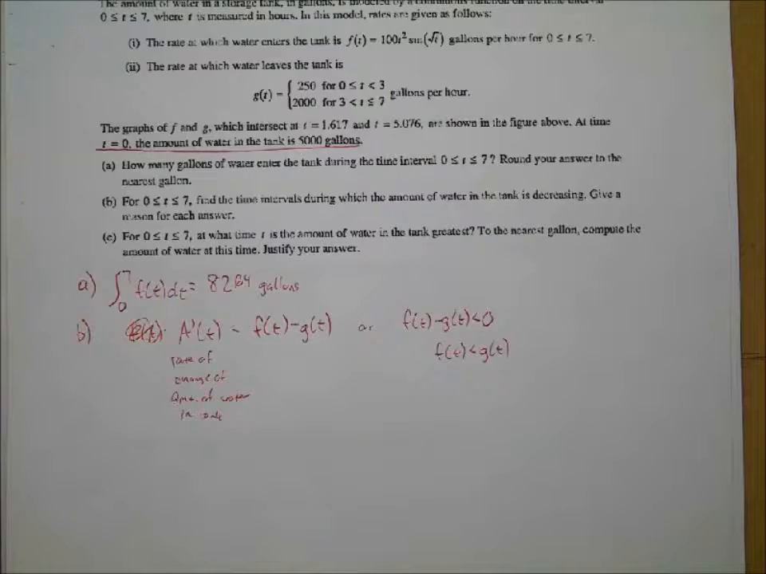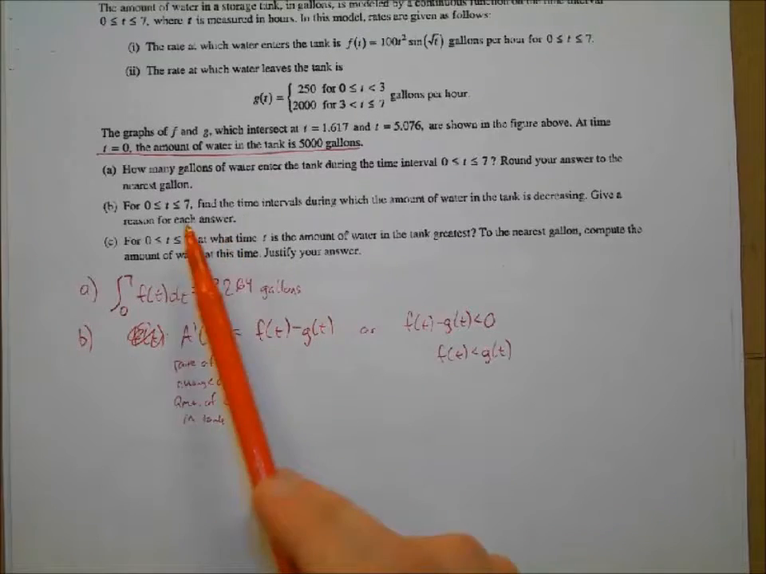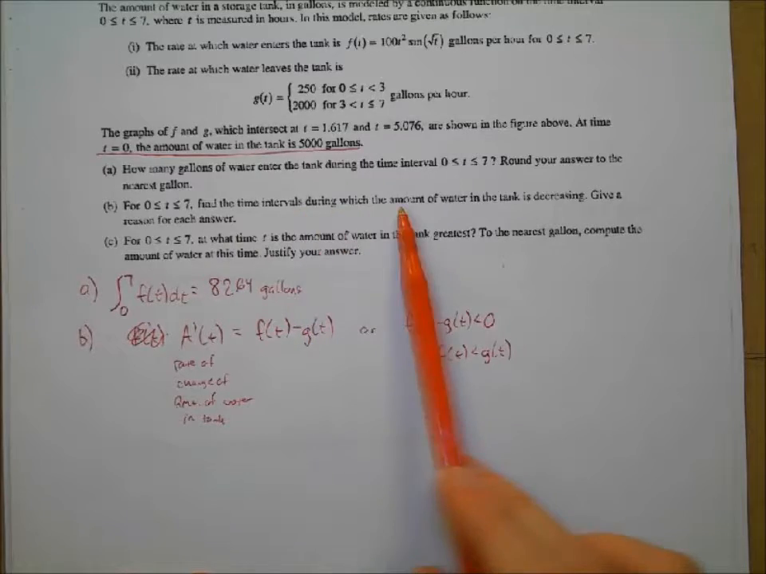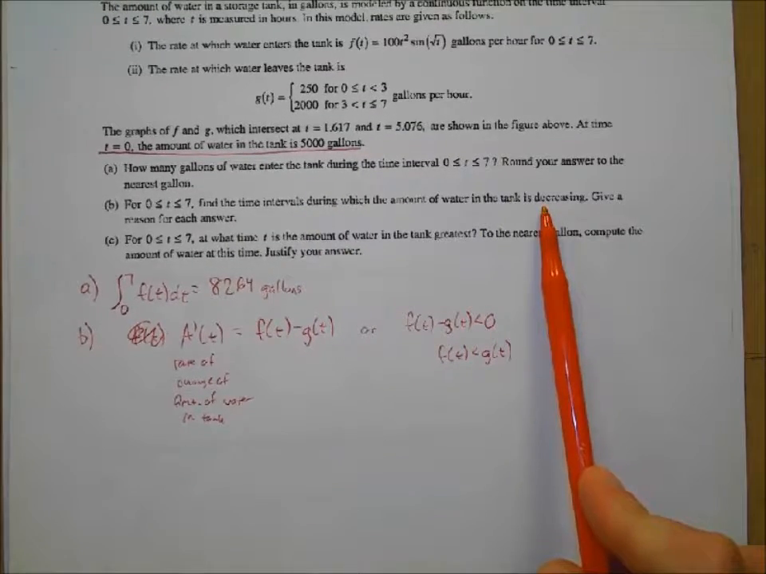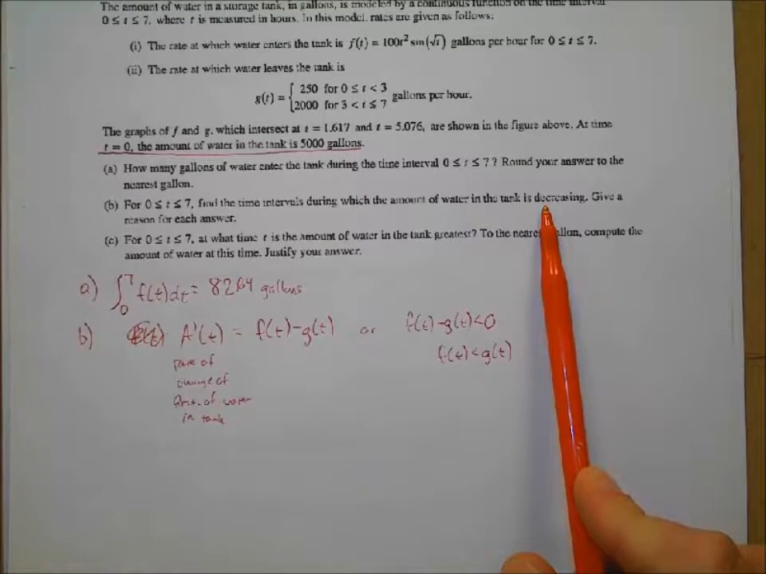Yep, Gabe. So I knew it should have been f of t minus g of t, but what tells you that? Let me back up one step here, because I maybe did too much of a jump. We want to find the time intervals during which the amount of water in the tank is decreasing. So we want to look at the rate of change of the amount of water. There's two things affecting how the amount of water is changing: we have water getting poured in, and water getting pumped out.